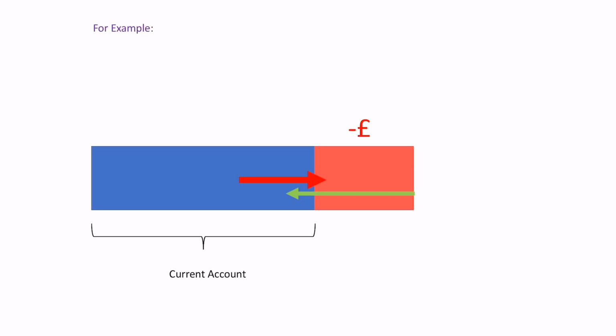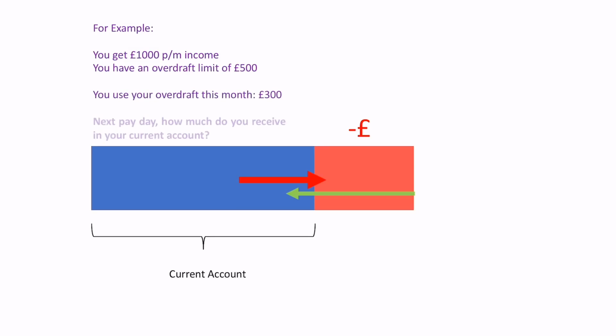For example, you get £1,000 a month income and you have an overdraft limit of £500. Let's say this month you use £300 of your overdraft. How much will you receive in your current account the next payday? So, if you receive £1,000 and are overdrawn by £300, by the end of the month, on your next payday, even though you still get paid the same amount, this income will first automatically pay back your overdraft, leaving you with £700 in your current account.